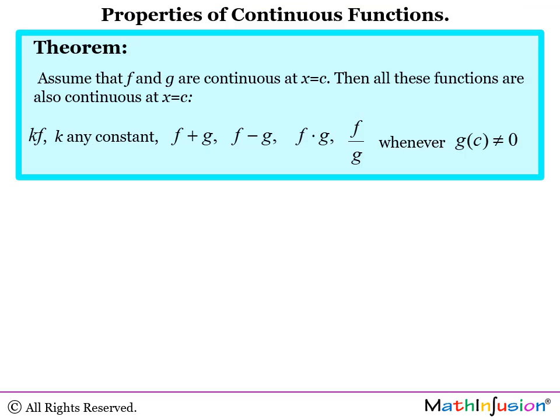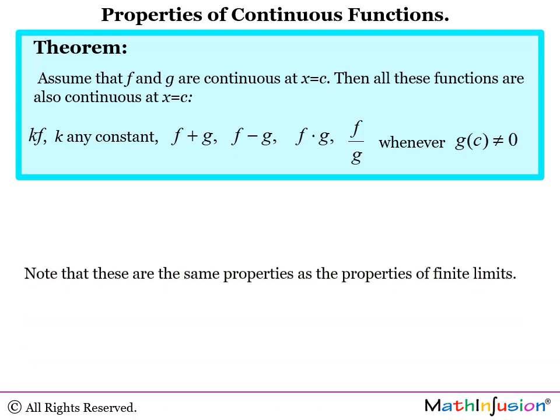Properties of continuous functions. So here is the theorem. Assume that f and g are continuous at x equals c. Then all these functions are also continuous at x equals c: k times f, when k is any constant, the sum of the functions f plus g, the difference f minus g, the product f times g, and the quotient f over g, provided obviously that g of c is not 0.